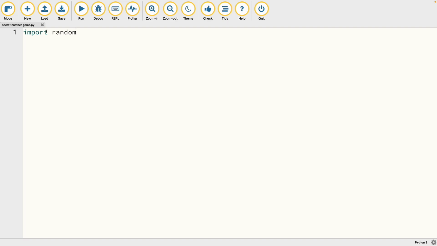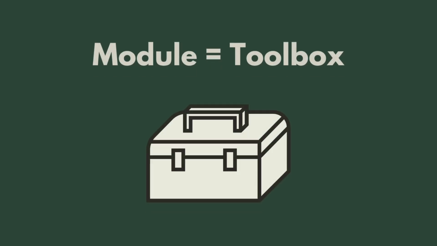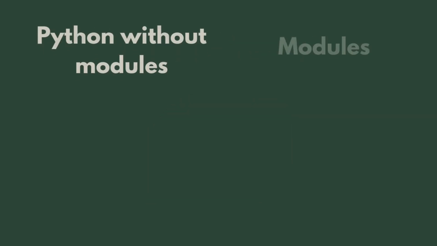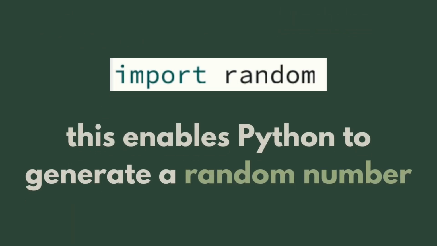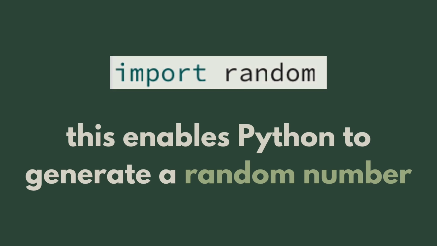Now think of a module like a toolbox. It allows you to do something extra you couldn't do with Python alone. Python gives you the hammer, the nails, the wood to make something, but if you want to drill holes, you need a power drill from your toolbox. For this game, we need to generate a completely random number, something Python can't do on its own. That's why we import the random module, which can generate a random number.